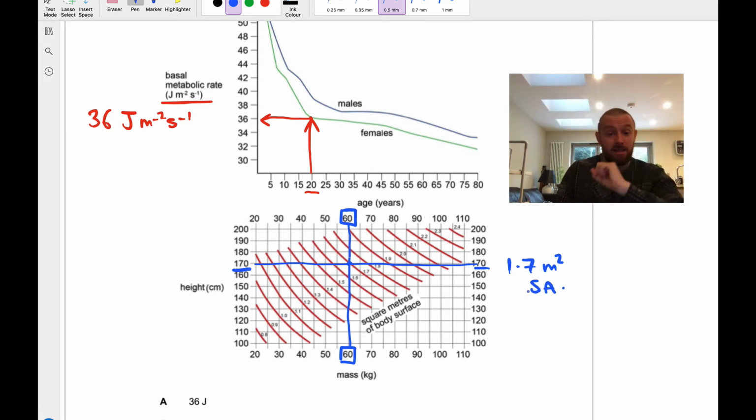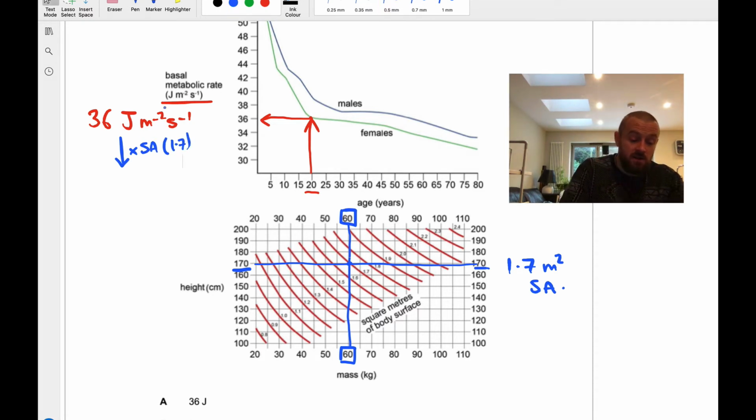Now we've got to do some maths. This is joules per meter squared per second. So if we times it by surface area, 1.7, we can get rid of the meters squared. So I'm going to do 36 times 1.7. And that gives me 61.2 joules per second, because now I've got rid of the meter squared.